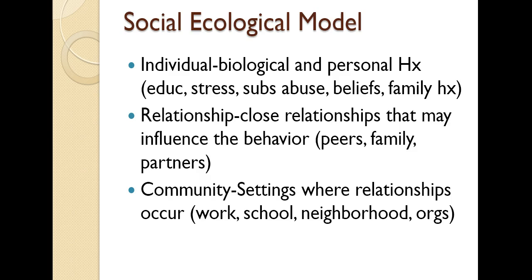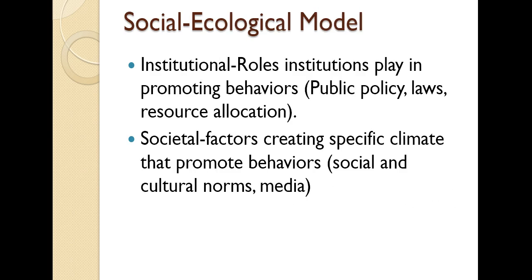The social ecological model, these are how to describe each of the different areas. The individual is the biological or personal history. The relationship is the close relationships that people have and that influence behaviors. The community is settings where relationships occur. The institution are the roles the institutions might play, and those include public policy, laws, or resource allocation, and oftentimes that occurs in those organizations like schools and churches. And the last item is societal factors that promote a specific climate or promote specific behaviors.